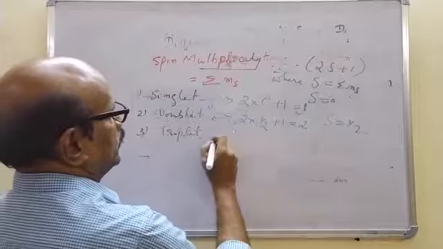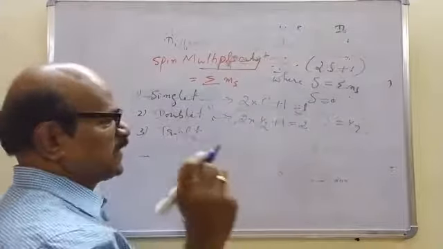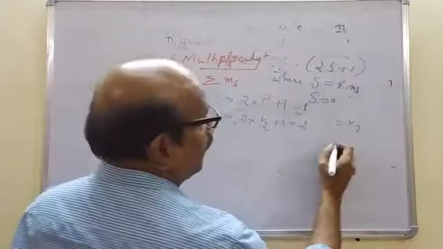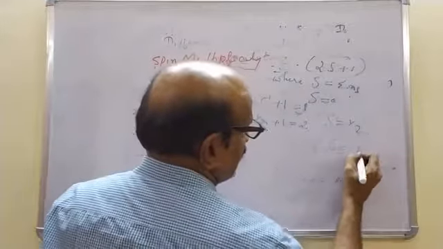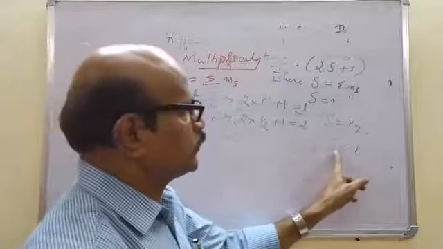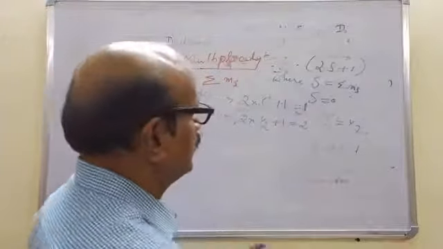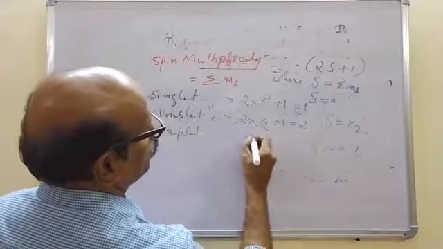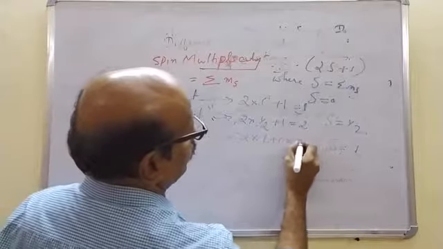While any molecular system in which the resultant spin is 1, that is the case of a diradical. That is a molecular system which contains 2 unpaired electrons, so that S is equal to 1. Diradical comes here. That is 2 into 1 plus 1, that is called a triplet.